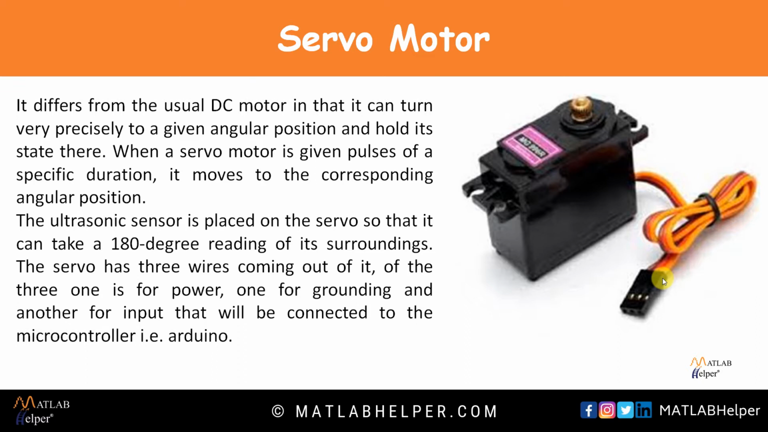Suppose I want to turn the servo motor, or the ultrasonic sensor, to 45°. I will send a pulse from the microcontroller for a specific duration so that the servo motor turns to a specific degree. So this was all about the servo motor. We will be using this servo motor and ultrasonic sensor combined to get a 180° field of view and get a 2D map of our surroundings.